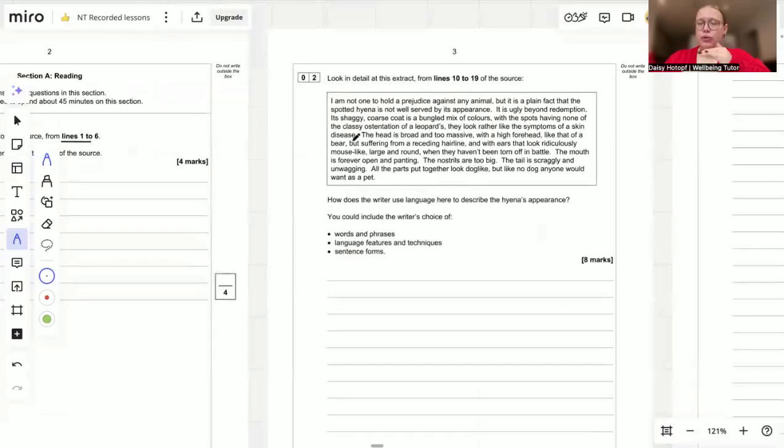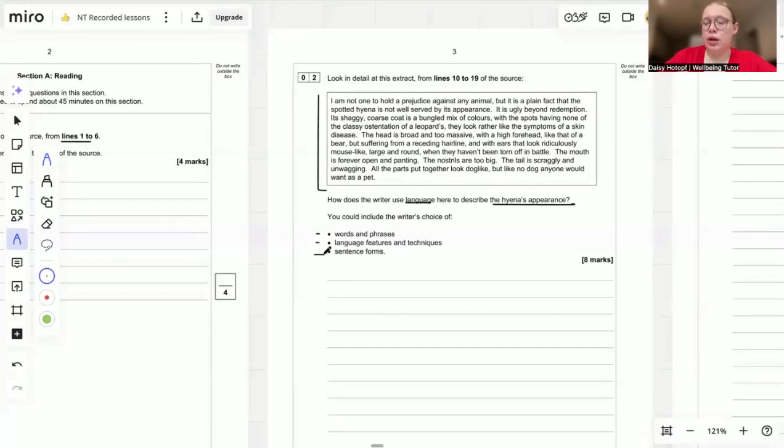So question 2, you look at lines 10 to 19, they give you the extract, which is great. So you don't even need to flip to the extract here, you can just do it from here. So how does the writer use language here to describe the hyena's appearance? So we're looking at language. I'm also looking at sentence forms. So it's a little bit of language and a little bit of structure. They've given you 3 ideas, and you can basically just pick from those ideas they've given you. Whenever an exam paper gives you what you could include, it's a really good way of prompting yourself. It's a really good way of being like, okay, that's what I can use.